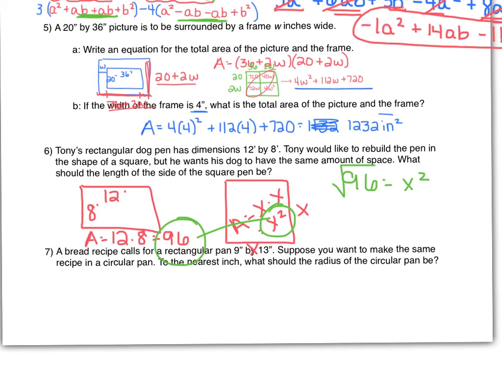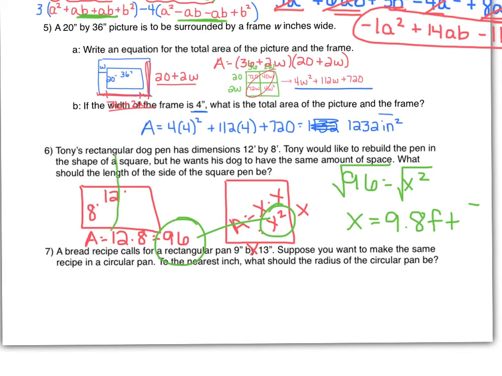And then I'm going to take a square root on both sides. And I'm left with, oh gosh, 9 point something. Hold on. Okay, that's going to round up to 9.8. So the length of the side of your square would be like 9.8 feet. And the dog should have roughly the same amount of area.